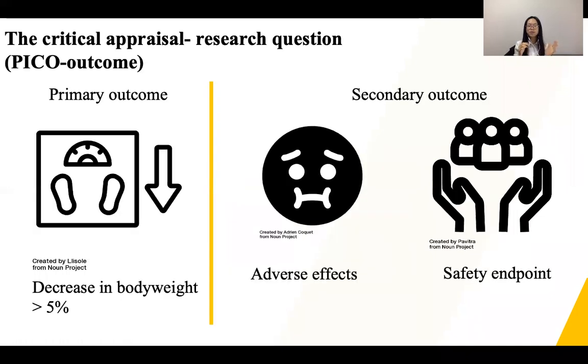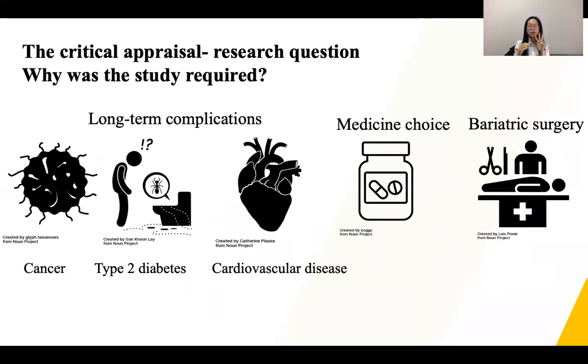The primary outcome focused on a decrease in body weight of more than 5%. The secondary outcome focused on adverse effects and safety endpoints. There are three main reasons why the study was required. Obesity causes long-term complications such as cancer, type 2 diabetes, and cardiovascular disease. The medicine choices are limited. The surgery is not suitable for all patients.